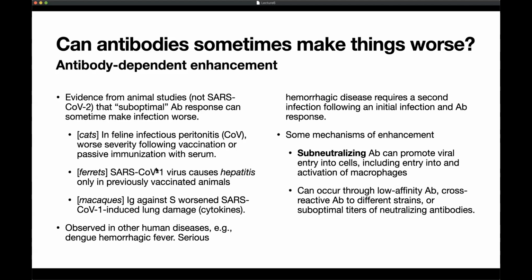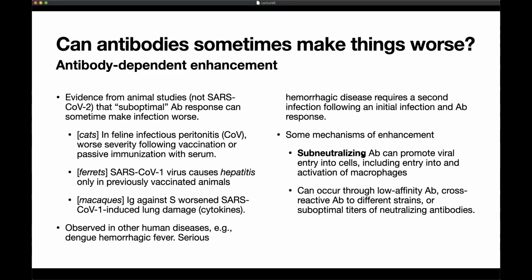In ferrets, the SARS-CoV-1 virus causes hepatitis only if you had previous vaccination. In macaques, the immunoglobulin response against spike worsened SARS-CoV-1 induced lung damage and cytokines. There are definitely cases in other human diseases, for example dengue hemorrhagic fever, which only occurs if you have an initial infection and antibody response. So the secondary infection is enhanced by the primary infection. Some of the mechanisms of enhancement are also really vague, and you have to look at very case-specific details to understand what's going on. But intuitively, what happens is you have antibodies that bind to the virus but don't neutralize it.